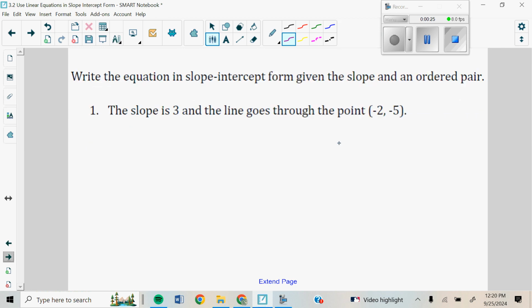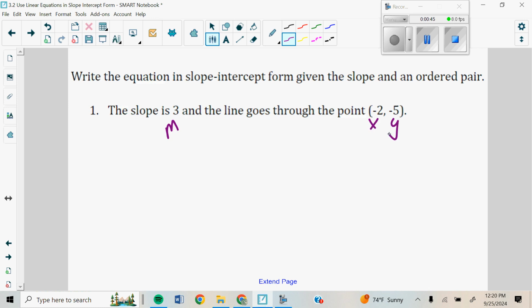All right, so today is going to look a little bit different because we're writing the equation in slope-intercept form, given a slope and an ordered pair. So yesterday we got the slope and the y-intercept. Today we're getting the slope and an ordered pair. So this is our m, and then here we have an x and a y.